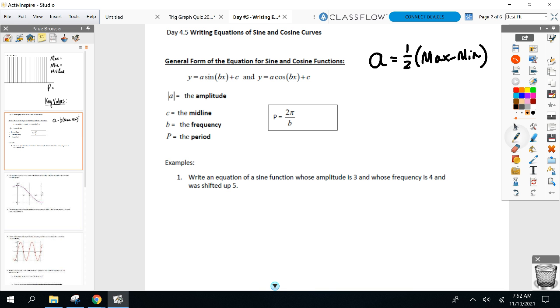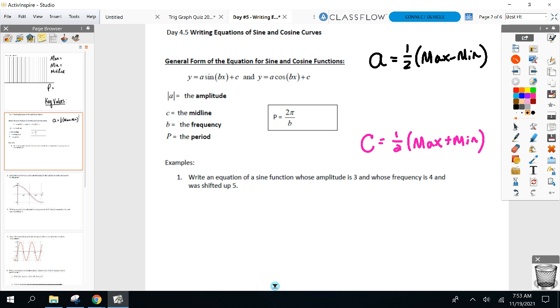Another value I need before I write the equation is my C value. That's my shift, right? My shift. So they'll either tell me the shift, or I need to find it myself by using the formula 1/2 max plus min. Either way, either they'll come out and tell me this is the shift, or I need to find the max and the min and plug it into the formula.